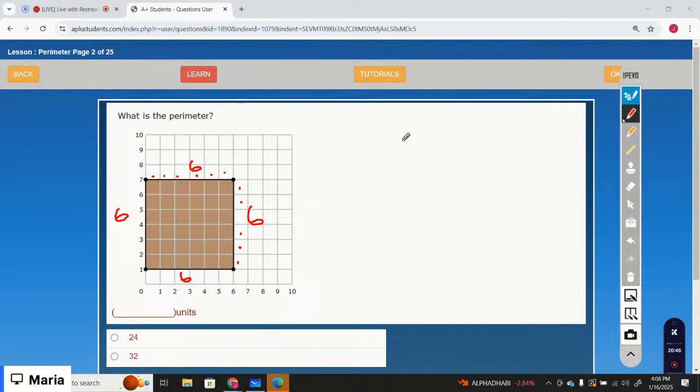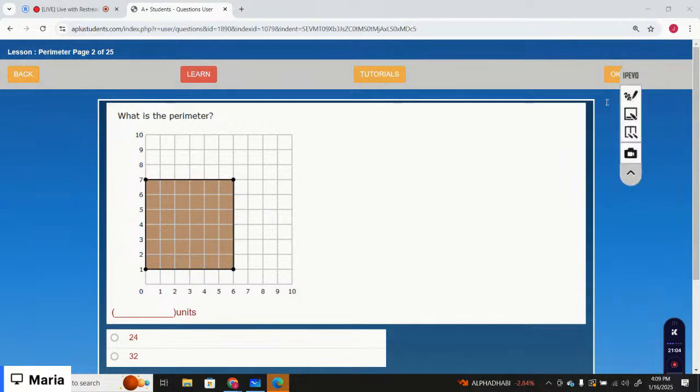You need to calculate the perimeter. For the perimeter, you always add the side lengths. So that is 24. Option number 1 is the correct option.